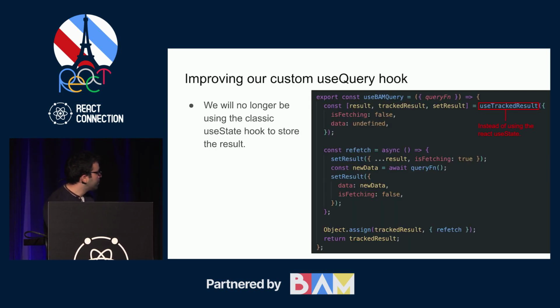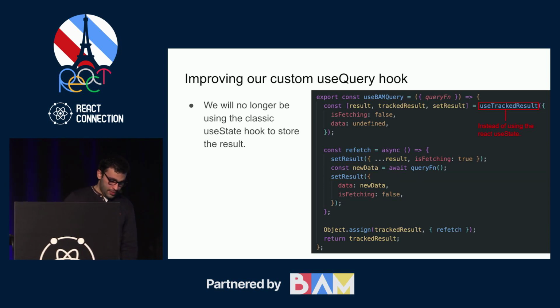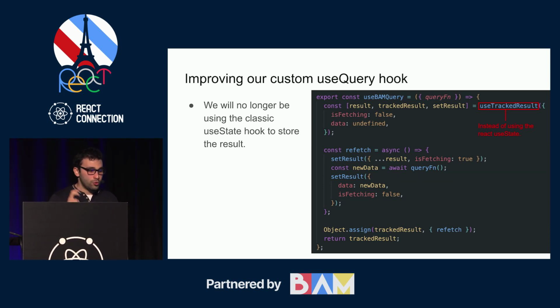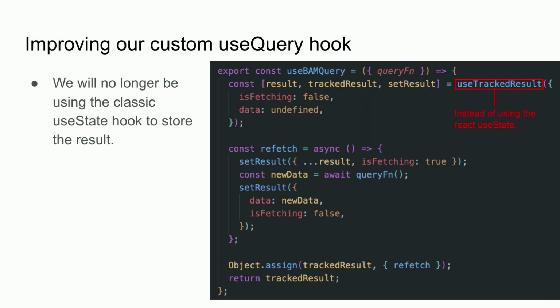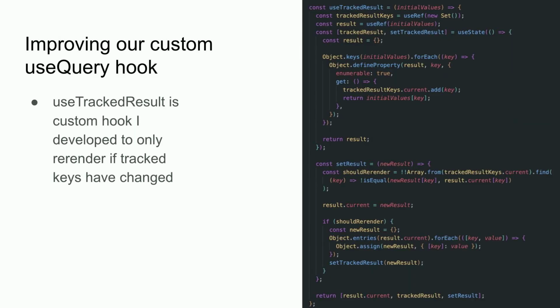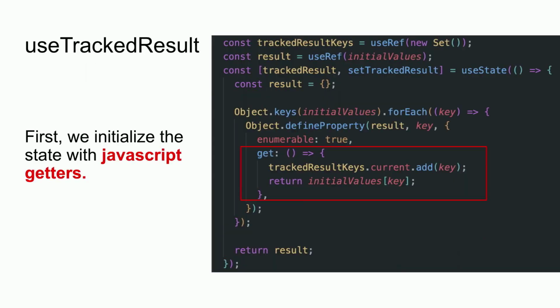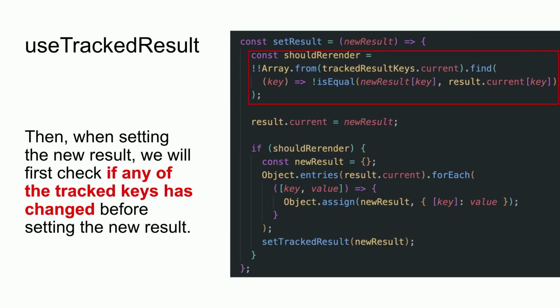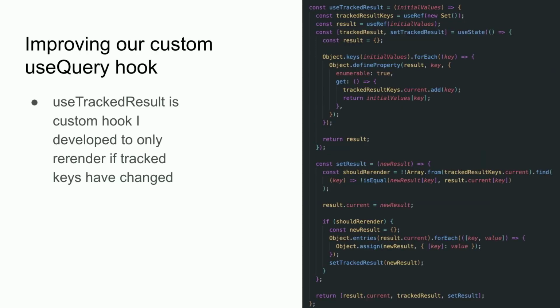For that, let's improve our custom useQuery hook. And this time, we will not be using useState to store the result, but rather a new hook that I coded myself, which is the useTrackedResult. And what is the useTrackedResult? The useTrackedResult is 40 lines of code to make sure that the result is updated only if some tracked key has changed.